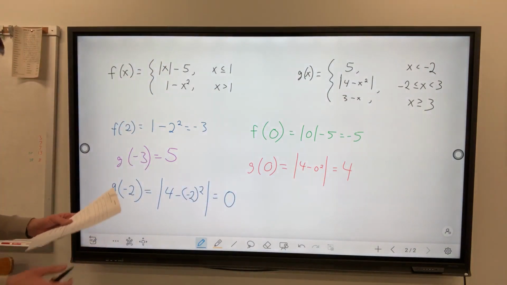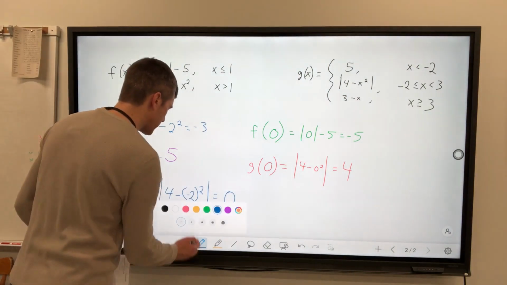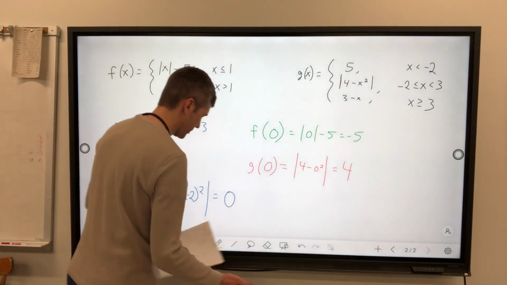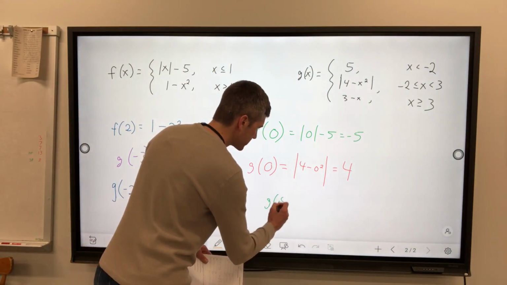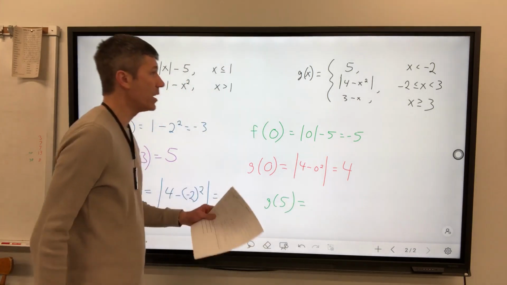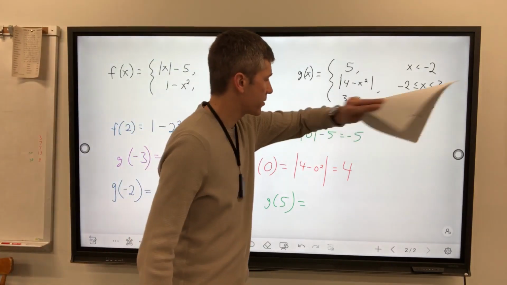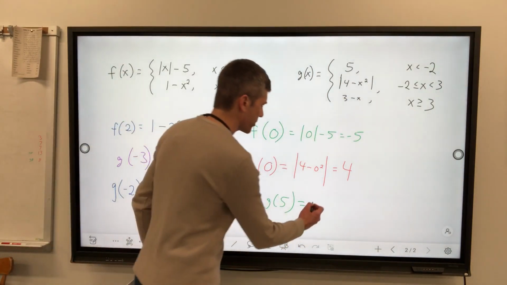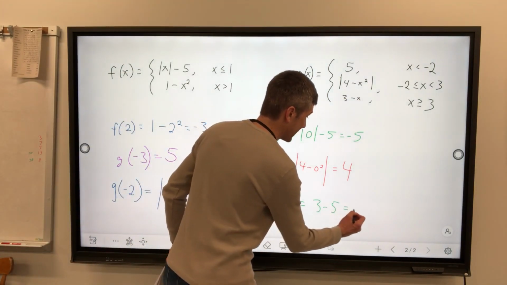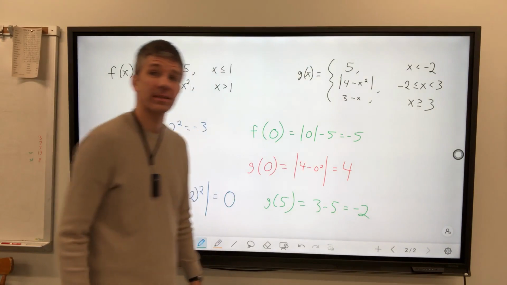Okay. Let's keep moving. Green, just because that's the pattern so far. G of 5. 5 is greater than 3. So we're going to plug a 5 in right there. At this point, you're like, okay, Mr. Reader, I got it. Like, I can do basic math. These are easy. I hear you.